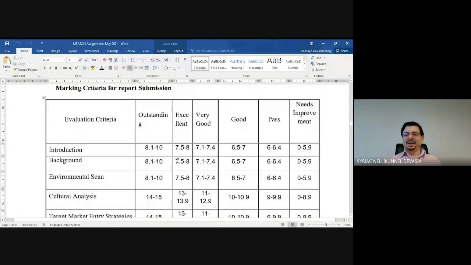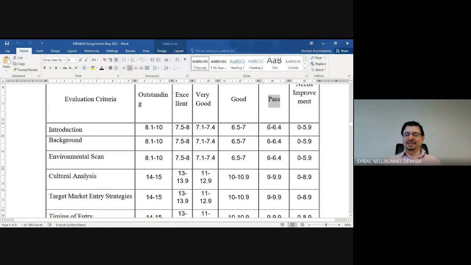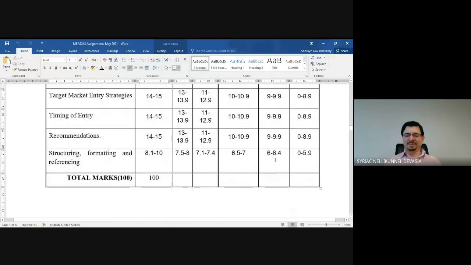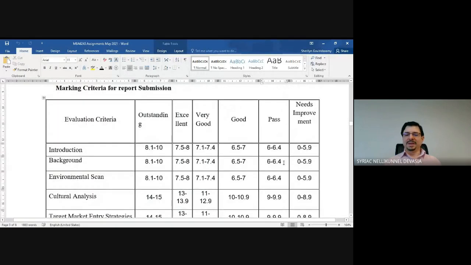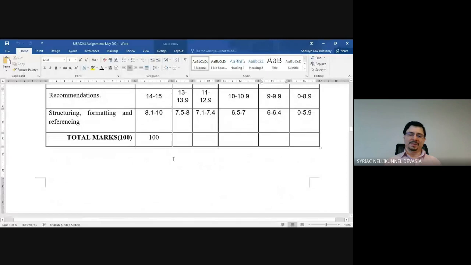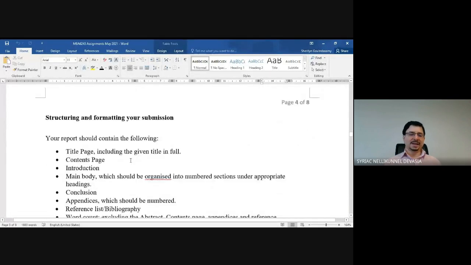So in order to pass, you need to get, if you see, 6 marks out of 10, which is 9 marks out of 15 and so on. Only then you will get your 60 marks. So this is a minimum requirement. I hope you have looked at all these very clearly.